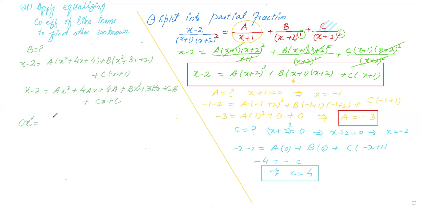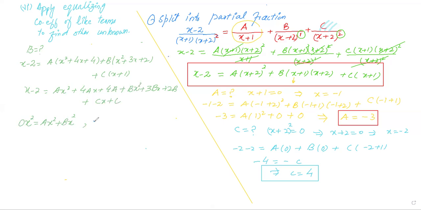Now, what are the terms of x square? It is ax square plus bx square. That is called the first comparison. Then you have to put the comma, change the sign of the marker. Now I have the terms of x.